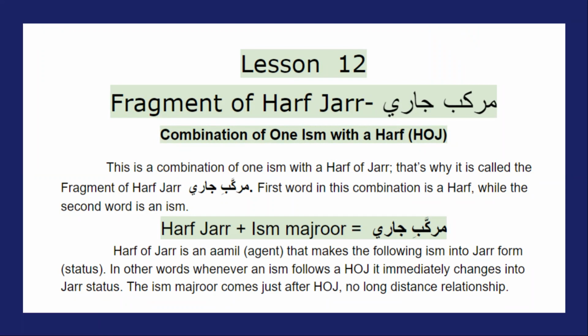In the previous lesson we learned about harf of dhamair, like pronouns. In today's lesson we are going to learn fragment of harf of jarr. It is also called murakkab jari, and murakkab jari or fragment of harf of jar is a combination of one ism with a harf.